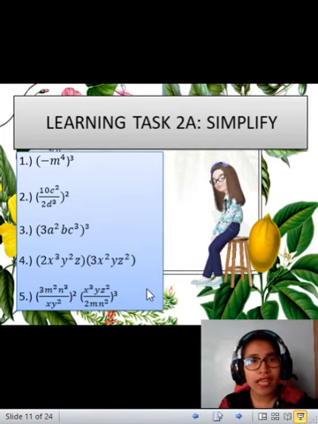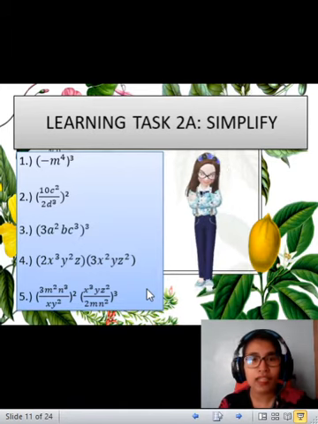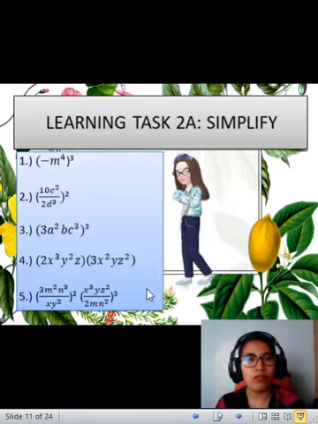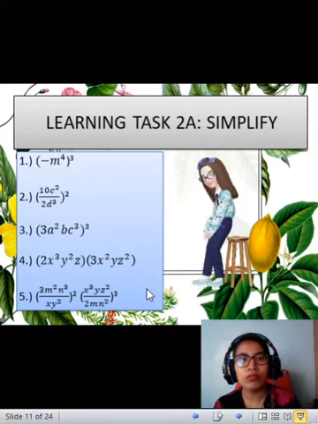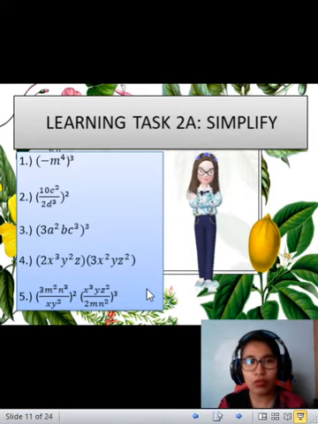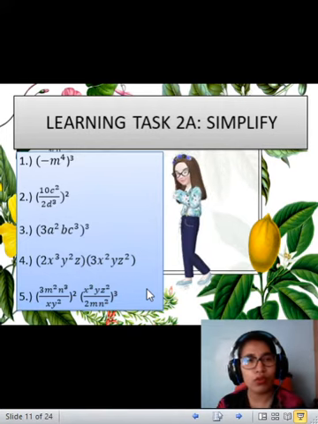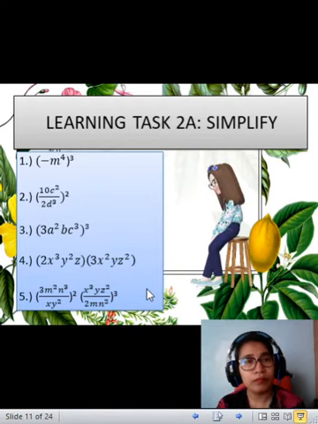And for learning task 2A, you will apply those laws of exponents. For number 1, number 2, number 3, up to number 5, what do you think will be the law to be used? And show your solution.